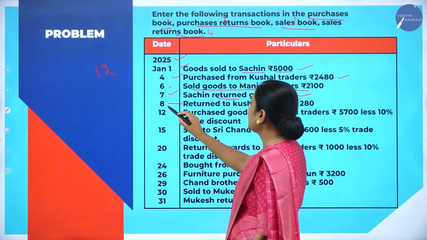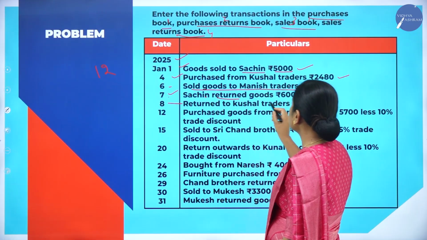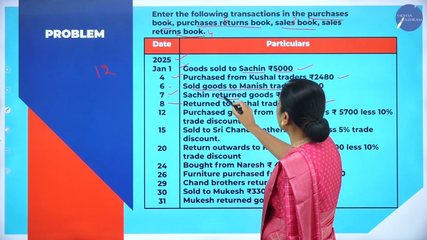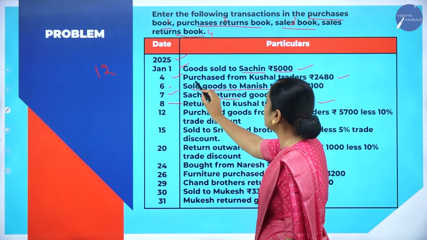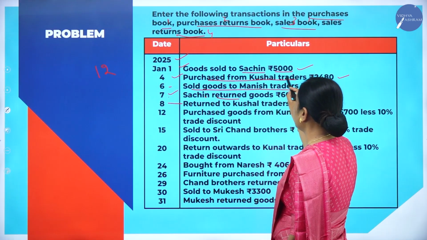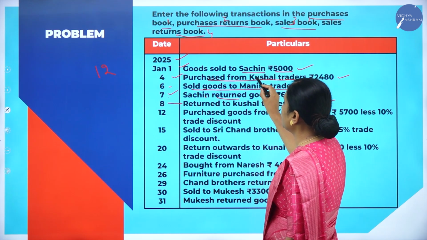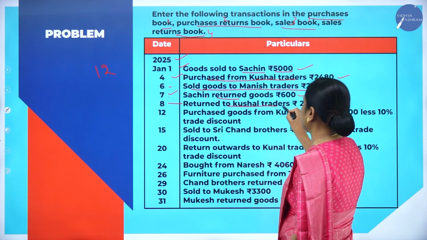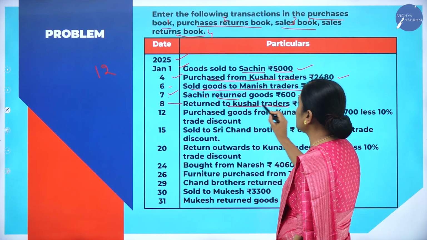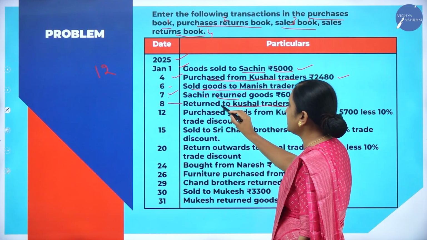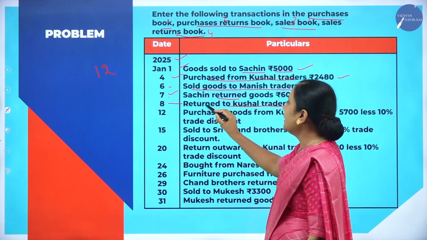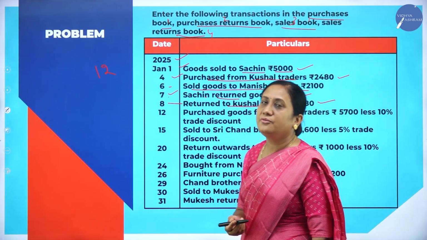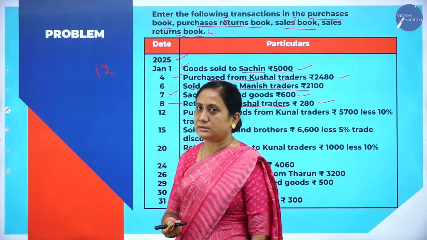Now we will look into the 8th transaction. What is it? Jan 8th, return to Kushal Traders 280. Returned means what? See here, look at the 4th transaction, date 4th. Purchased from Kushal Traders. That means what was purchased from Kushal Traders on Jan 4th has been returned on the 8th. That is the meaning of this. Return to Kushal Traders. What returns is it? It is purchases returns. Purchases returns to Kushal Traders. So in which book do we have to enter? We have to enter in the purchases returns book.